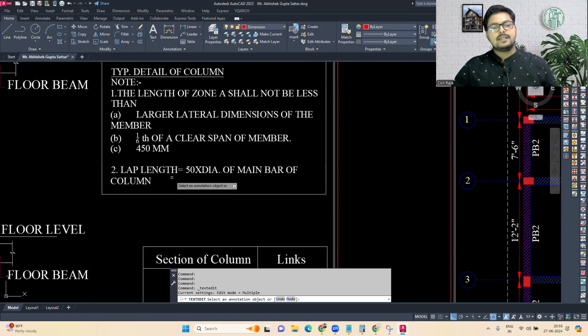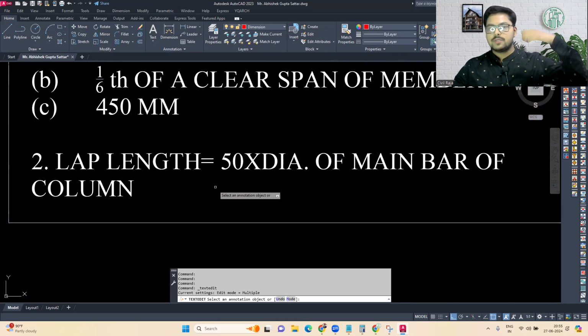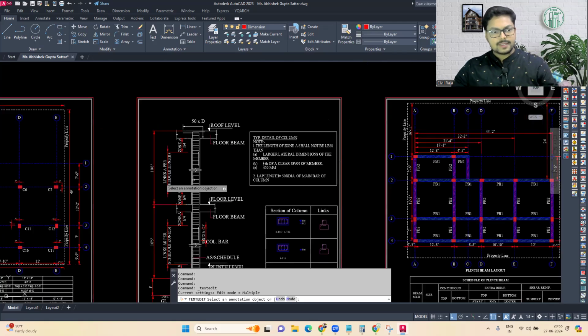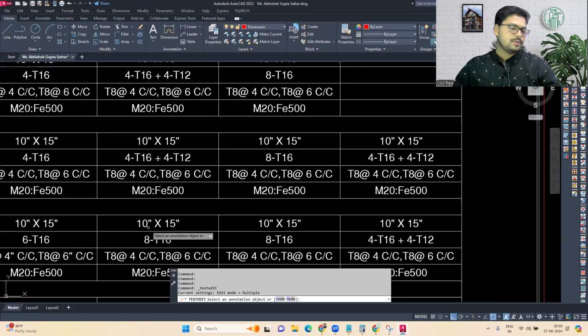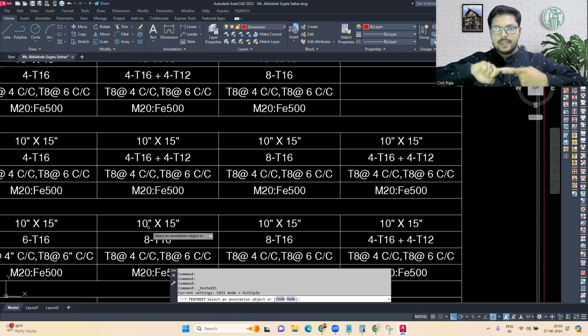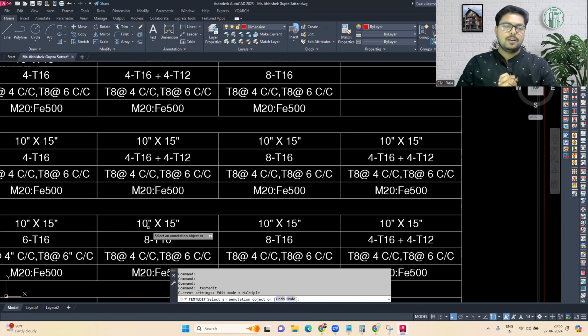This is another concept that you must understand. Let's take an example of this one. Suppose you are using 16 mm dia bars and you have to lap the 16 mm dia bars, obviously it will be 16 into 50 mm. So 32 inches will be there, and you can easily lap it like this.